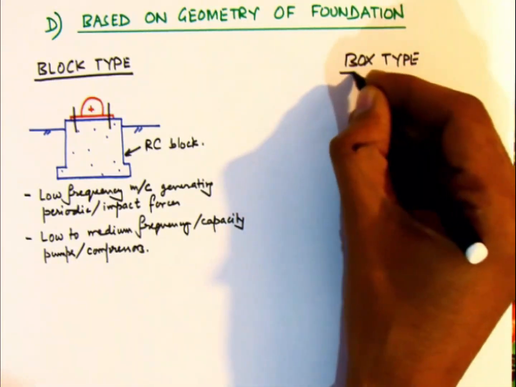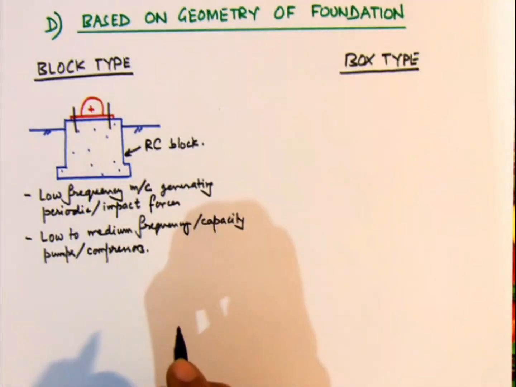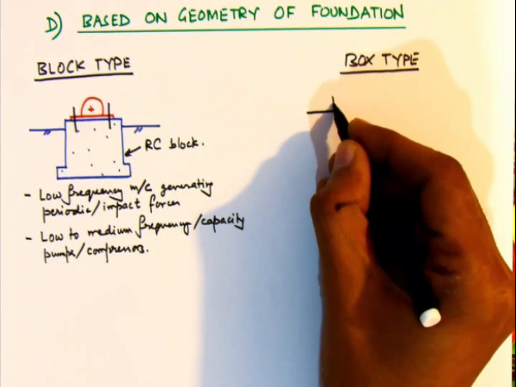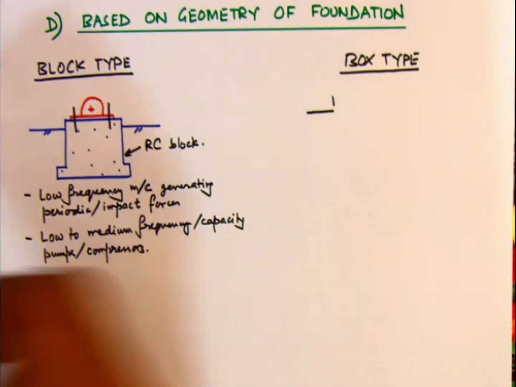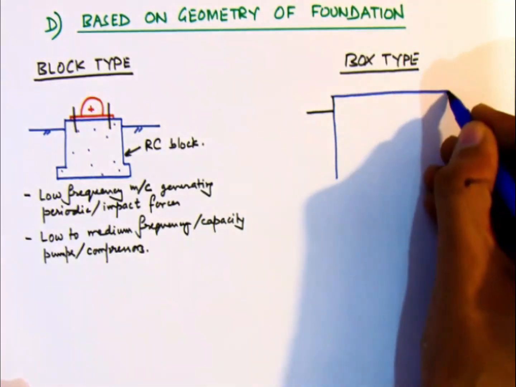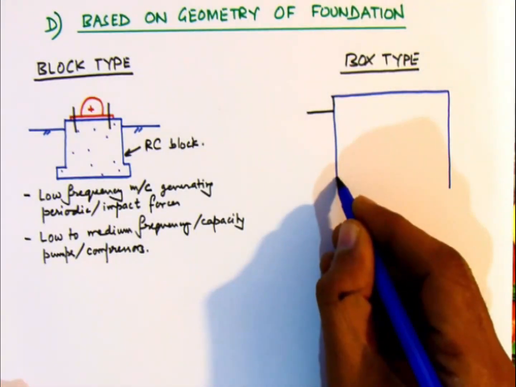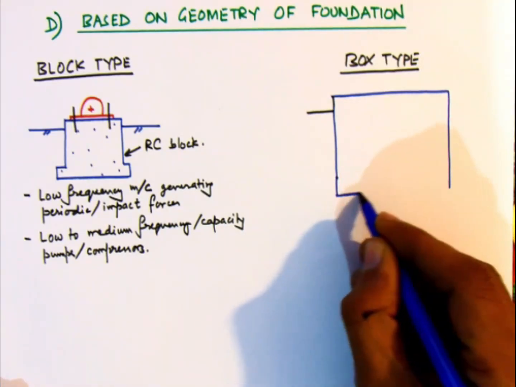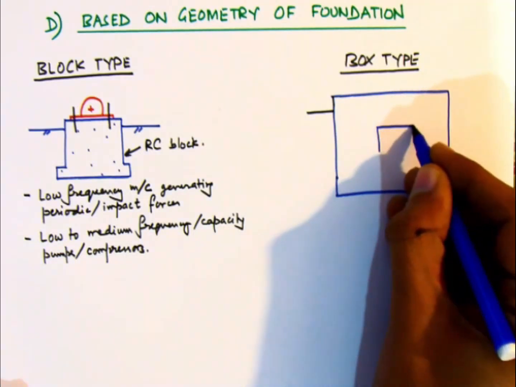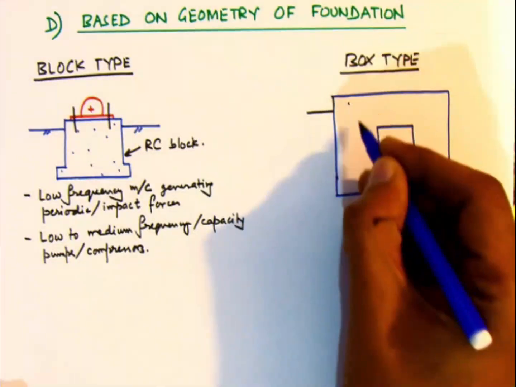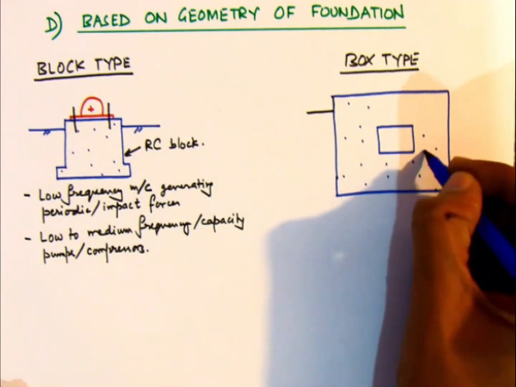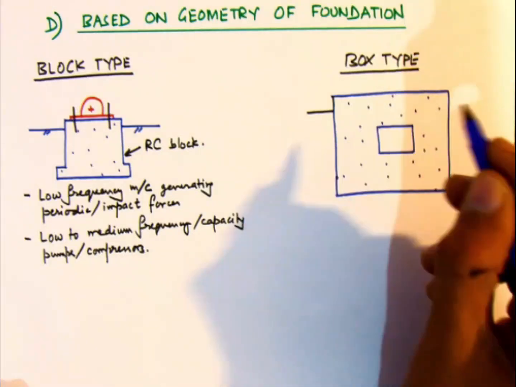The other type of the foundation system is box type foundation. Essentially, the box type of foundation is adopted where, because of the large size of the machine, constructing a very large solid block is likely to be uneconomical. So here a box type foundation is constructed, which saves concrete and makes it economical.